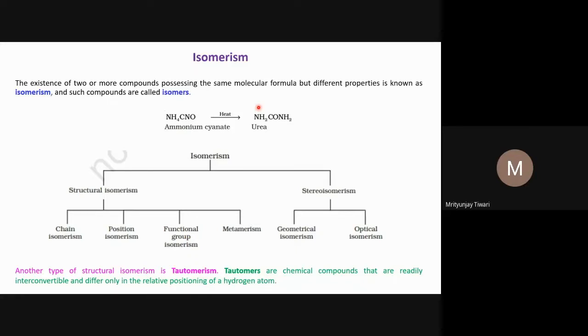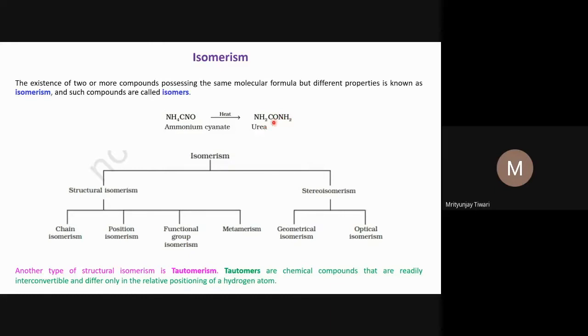However, if you go further deeper, you can see that even with the same molecular formula, compounds may not be the same. Different compounds may have the same molecular formula, and such phenomena is called isomerism. For example, if you see these compounds NH4CNO and another compound NH2CONH2, these are two different compounds. This is an inorganic compound made up of ammonium ion and cyanate ion. This is ammonium cyanate, and this is urea, an organic compound.